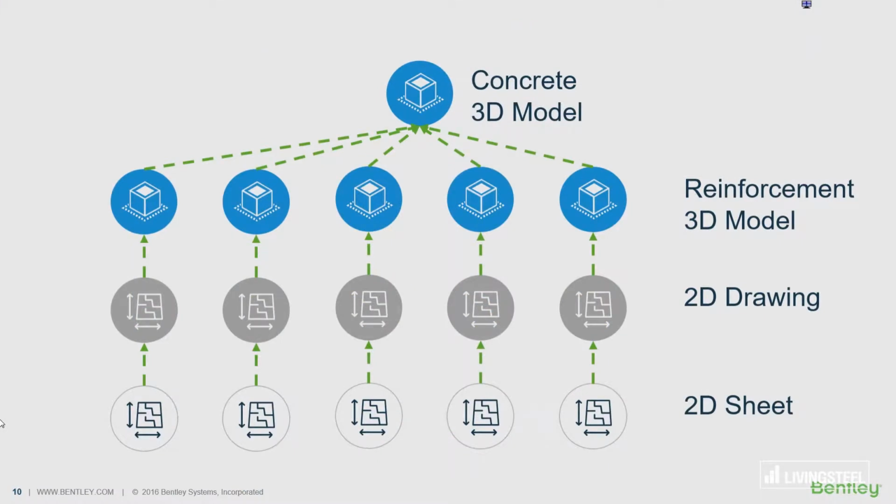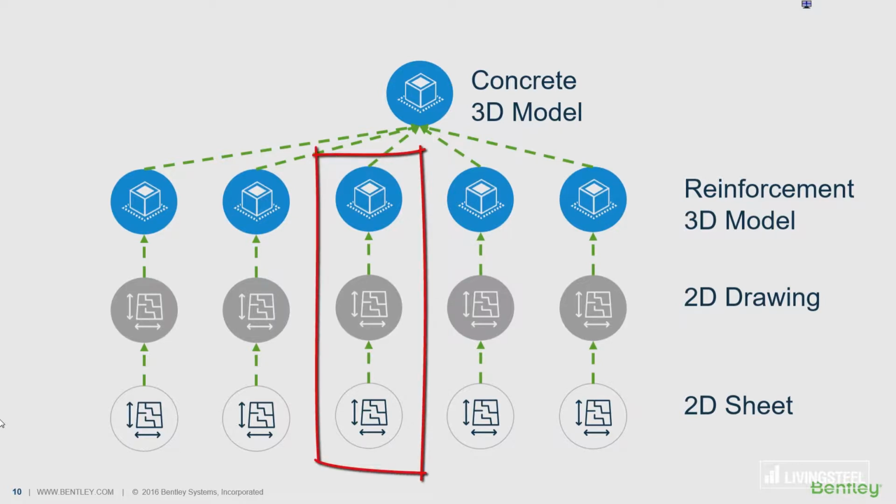When dividing into separate models, we have to consider our deliverables, 2D sheets. That means anything that needs to be shown on a drawing view needs to be in the same model.